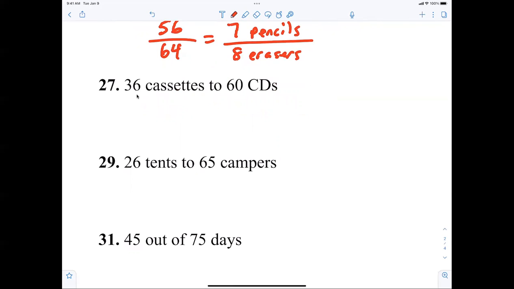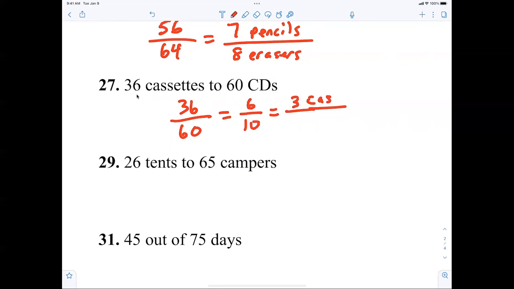All right, next, please. What do we got? Okay, 36 cassettes, and 60 CDs. Let's reduce that. What does that reduce to? You can divide by 6. Yep, and that would be 6/10, and then reduce that to 3/5. Yep. So now you're gonna put 3 cassettes to 5 CDs. Yeah. All right, I'm pretty happy with that.